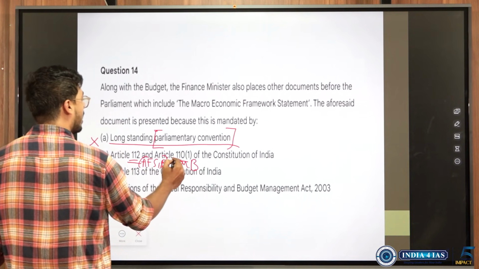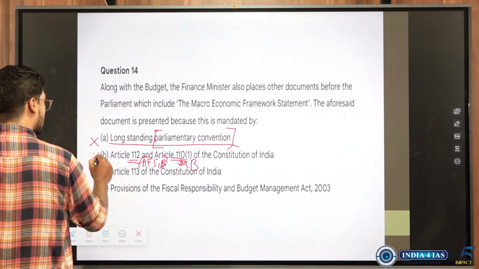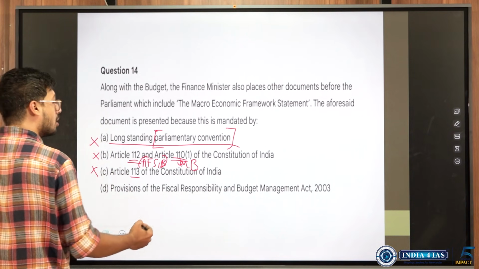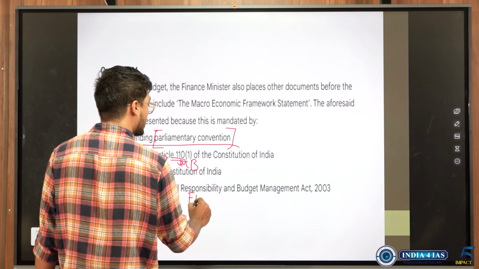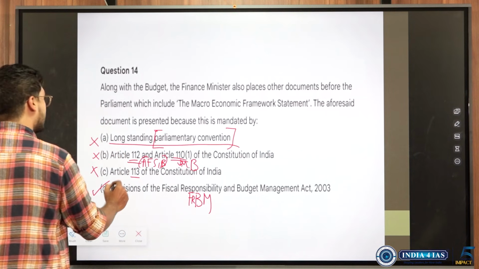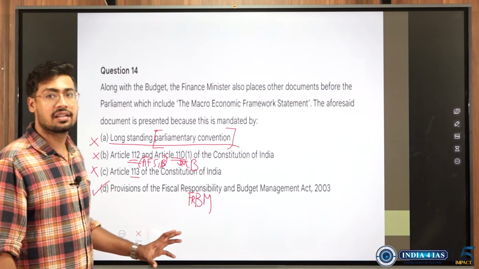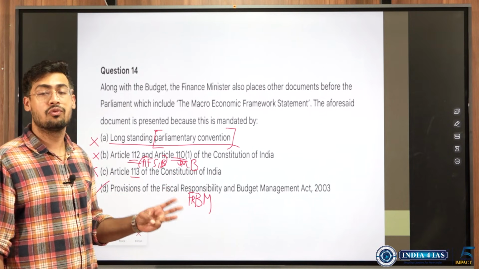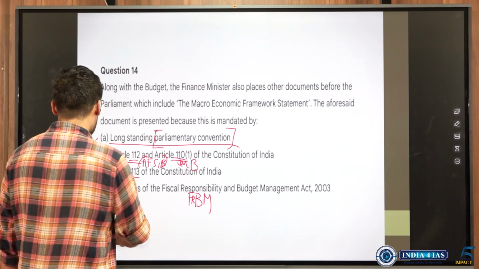If it says it must be done by this, this is also wrong. Article 113, no, this is also wrong. It is according to the provisions of FRBM Act 2003. This is the right answer. So FRBM Act has mandated that along with the budget, there are 3 documents which need to be presented. So which are those 3 documents?